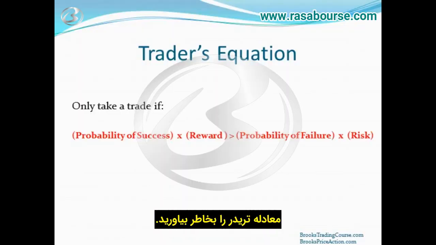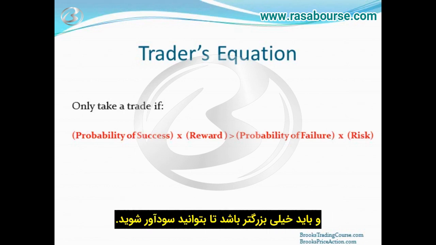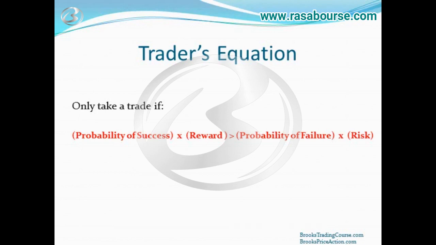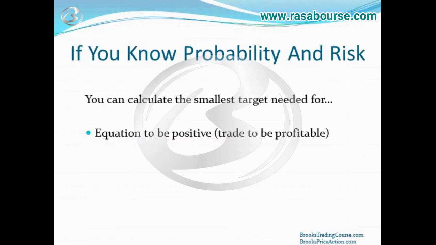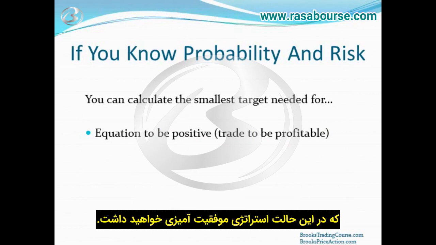Remember the trader's equation: you only take a trade if the probability of success times the reward, your profit target, is greater than the probability of failure times your risk. And you want it to be substantially greater if you can find a trade that allows you to achieve that goal. If you know the probability and the risk, you can calculate the smallest target needed to have a positive trader's equation. In other words, to have a positive strategy, a successful strategy.